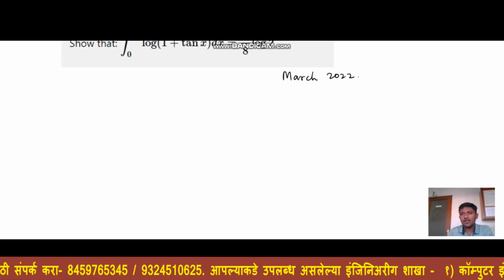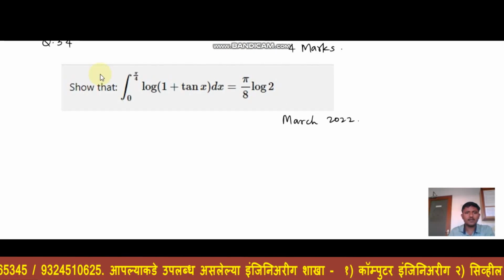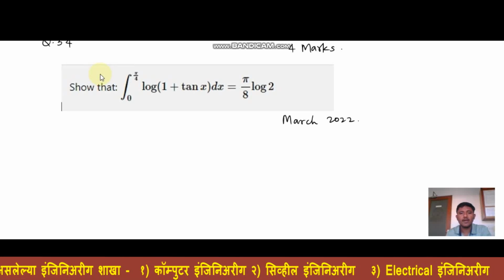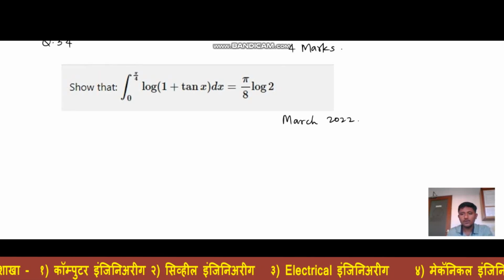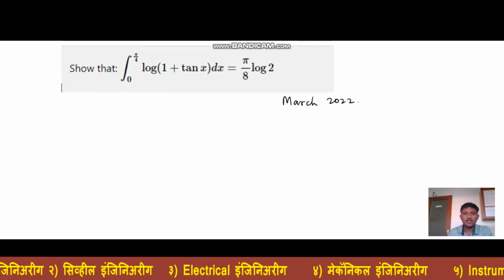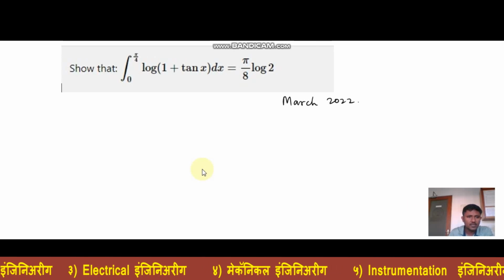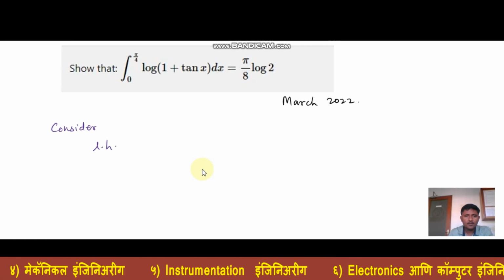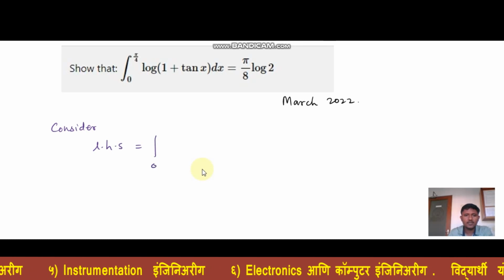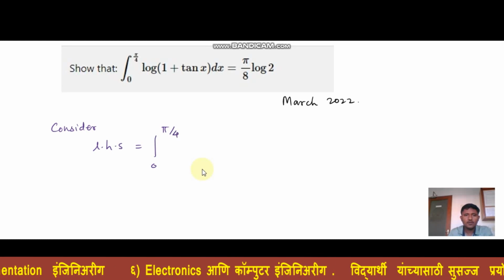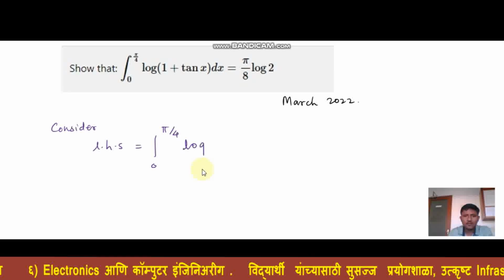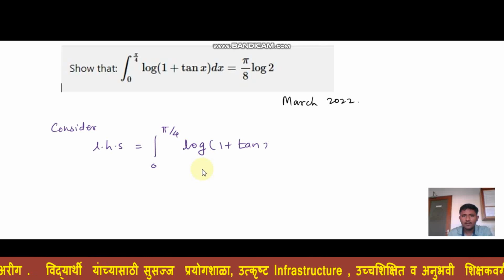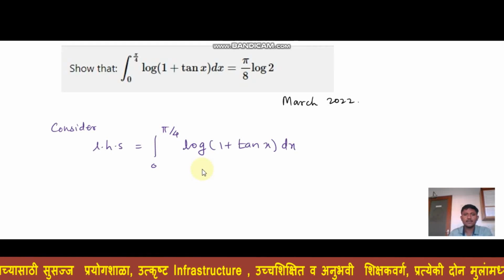What we are asked is: show that the integral from 0 to pi by 4 of log of 1 plus tan x dx is equal to pi by 8 into log 2. So we will consider the LHS first and then the rest. Consider the LHS, which is nothing but the integral from 0 to pi by 4. What is the integrand? Log of 1 plus tan x dx.